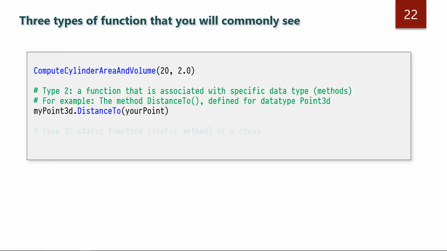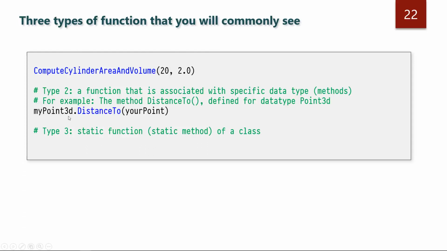Now another type of function is a static function or static method. Now this function is also associated with a data type, but in order to use it, you don't need to have a variable of that data type first.